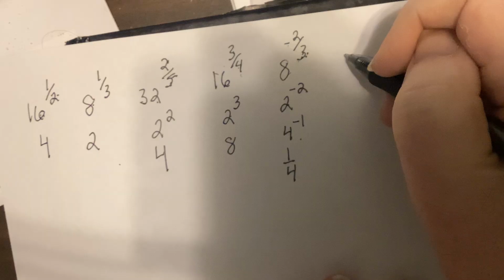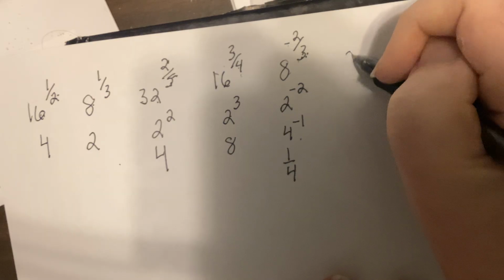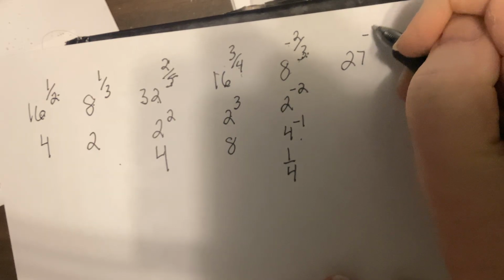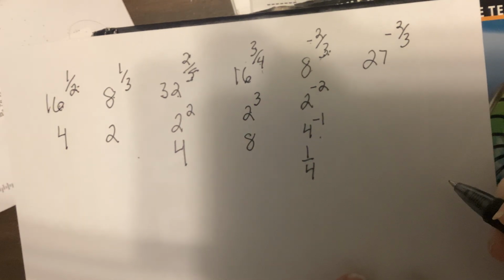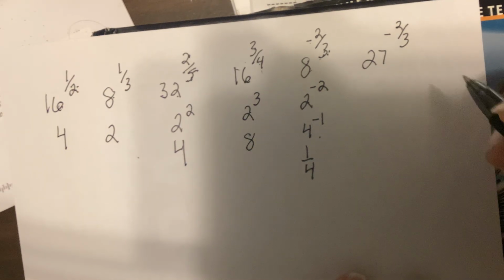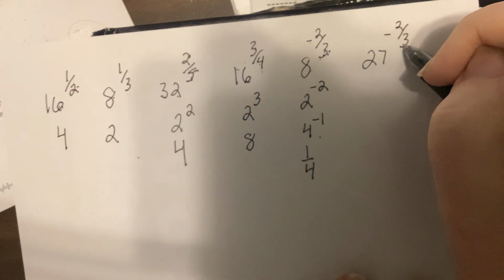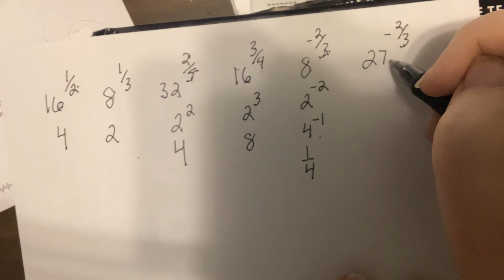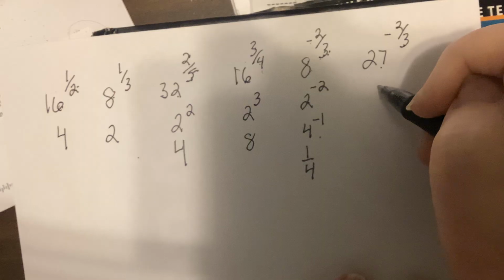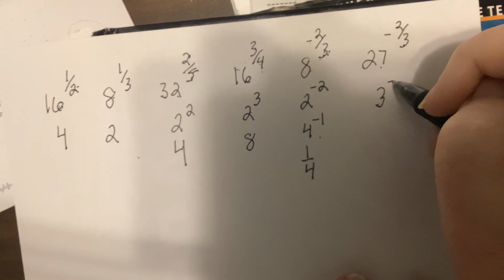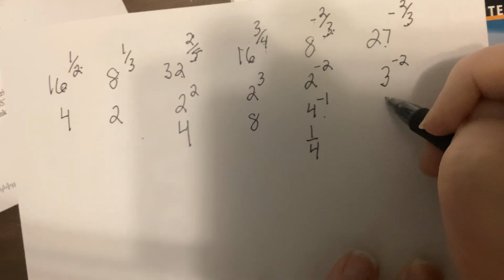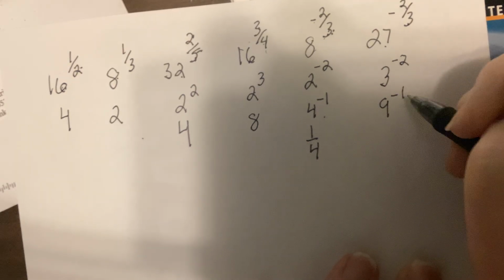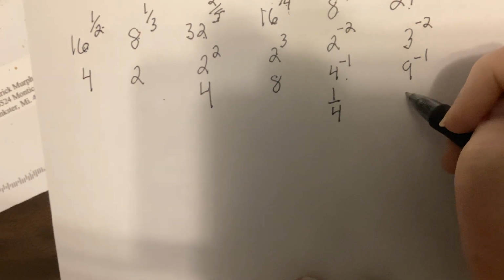So do this one for me, my students. 27 to the negative 2/3. So the 3 on the bottom means take the cube root. Cube root of 27 is 3. The 2 means square it. 3 squared is 9. And negative means flip it.